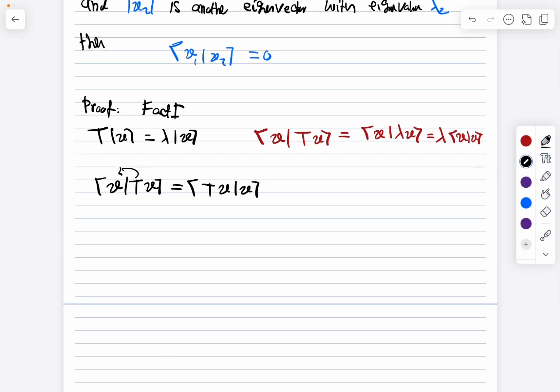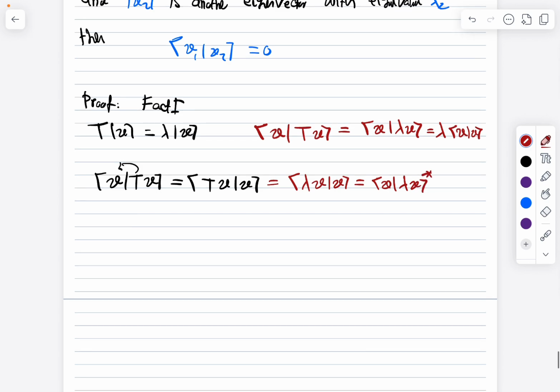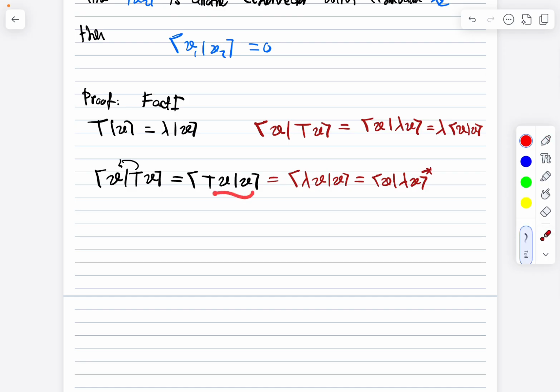So let's evaluate this quantity. Let me get back to the red. So it is equal to lambda V. Now we can flip, but remember that if we flip, we take the conjugate. In the red, these are the properties of the inner product, while this part in the black, I use the fact that it is Hermitian.